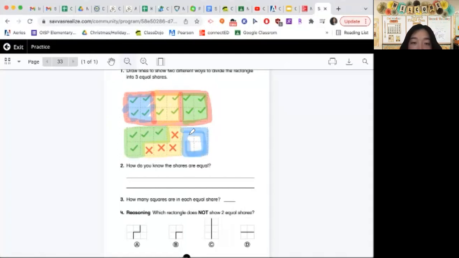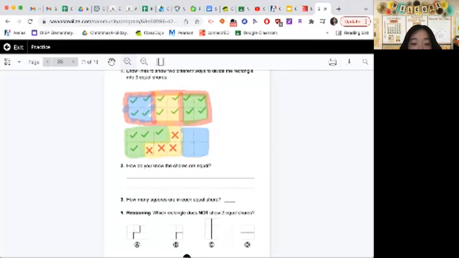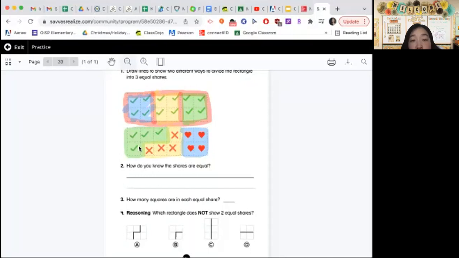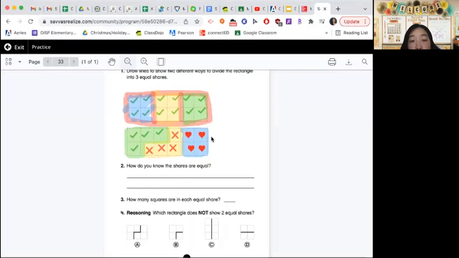And I want to make sure that they all got the same amount. I'm going to use a different stamp. I'm going to use the heart. 1, 2, 3, 4. So let's see. Tristan got 4 chocolate pieces. Okay, that was the 4 check marks. Sally got 4 X's. That would be 4 chocolate pieces. And Billy got 4 hearts. That would be 4 chocolate pieces.